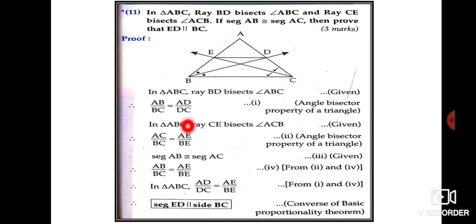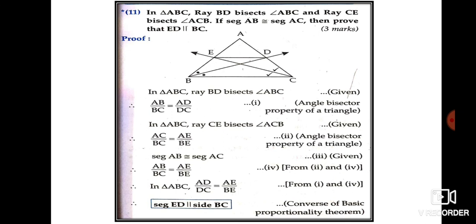Okay. Now look at equation 1 and 2. AB and AC, the numerator and denominator are equal. So we can say that the right hand side AD upon DC is equal to AE upon EB over here. So from 1, 2 and 3 we can say that AE upon EB is equal to AD upon DC. So when you have this over here, then you can say by converse of basic proportionality theorem, ED is parallel to BC.